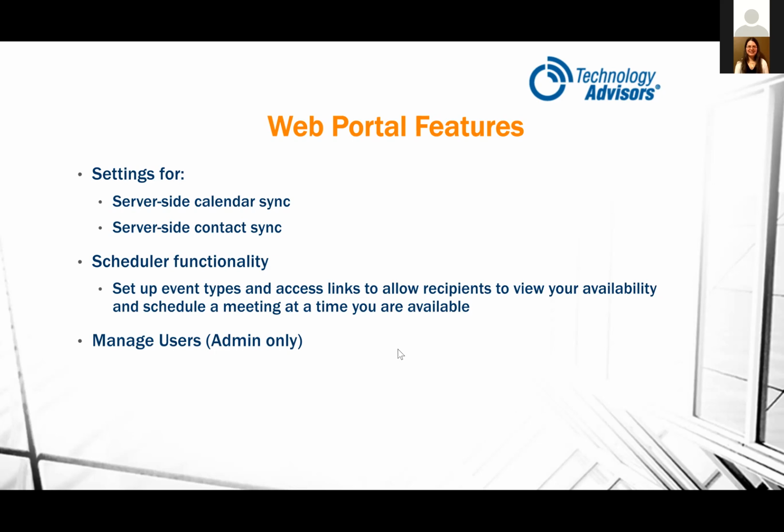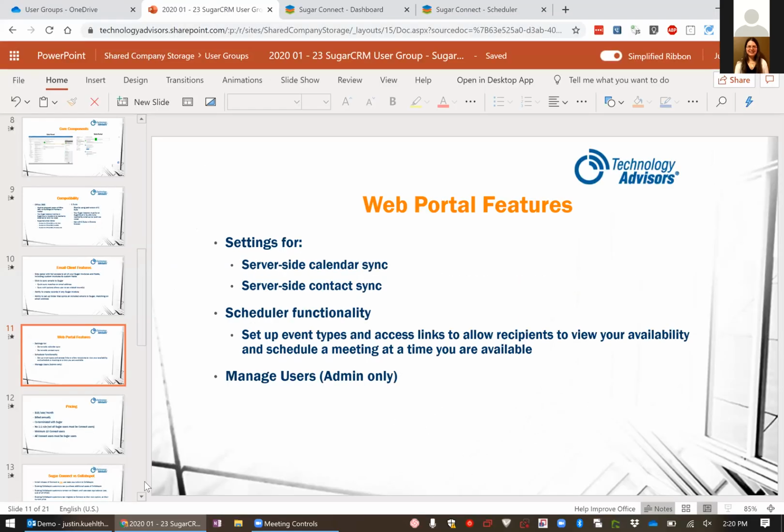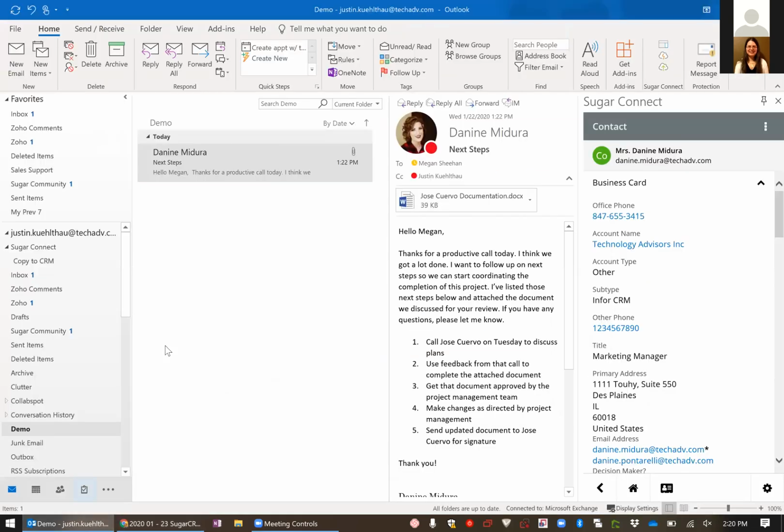All right, I will go ahead and jump into that. The fastest, easiest way to get to the web portal is to come into your Sugar Connect sidebar, click the gear icon down here, and then click on Open Sugar Connect Portal. That will take me to the home screen of my portal.